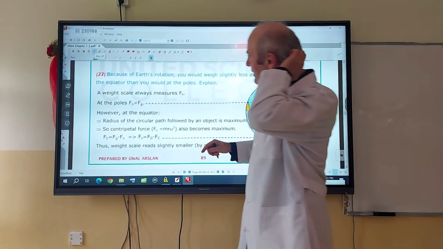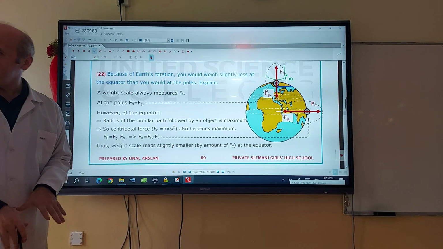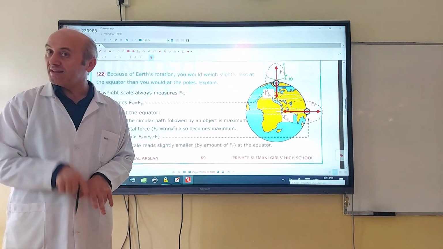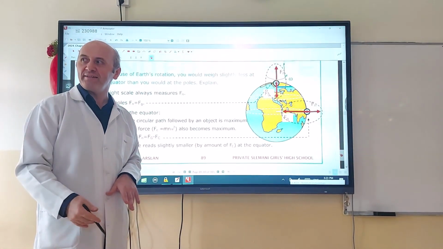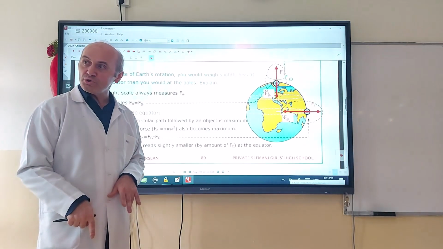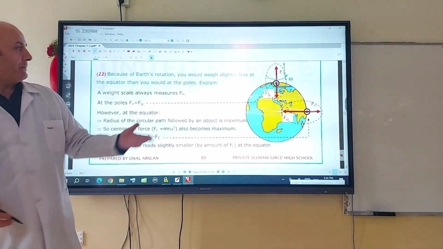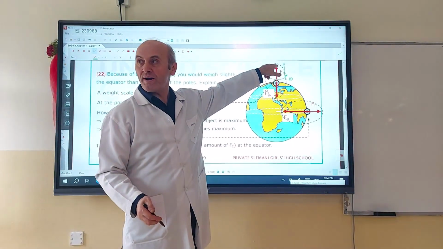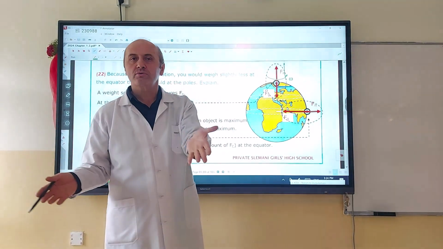First, you should know one thing. How do you measure your weight? You are putting a scale, you are stepping on the scale, you are measuring a number on the scale. That number, in fact, is the action reaction force, Fn, between your shoes and the scale. In fact, you are measuring Fn.